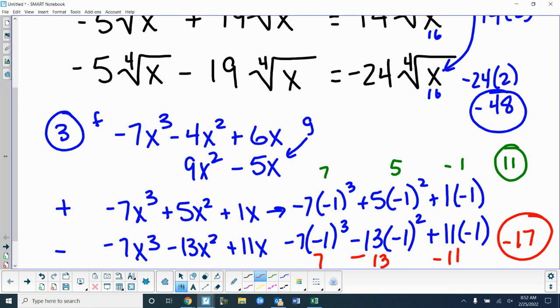All right. So again, adding and subtracting, just combining like terms, right? And then plugging in a number for the variable. Number 4, when we add those, we get negative x squared plus 4x plus 4. And when we subtract them, we get 5x squared plus 18x minus 4. When we substitute 2 in, the addition one, you get 8. And the subtraction one, you get 52.